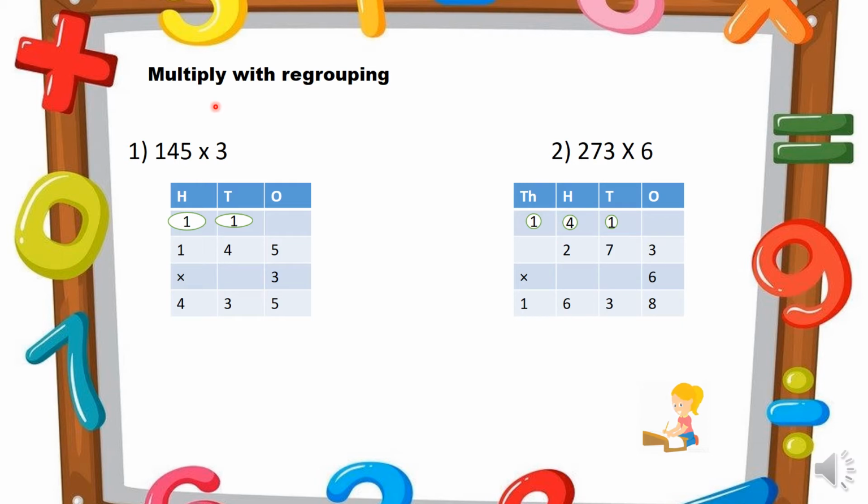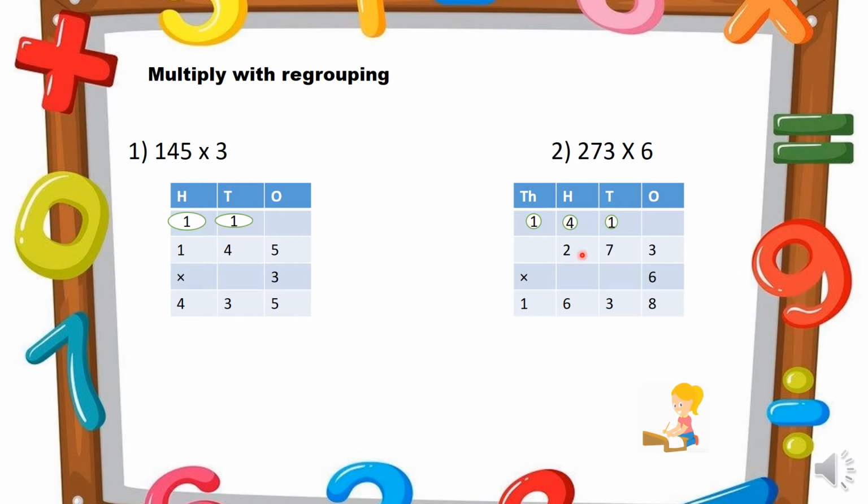Let us have a few more examples. 145 multiplied by 3. What will be the product? Let us see. 3 5s are 15. 5 we have to place at the ones place. Carry will be given at the tens place. So 4 3s are 12. 12 plus 1 is 13. 3 placed at the tens place and 1 will be given as carry to the 100s place. 3 ones are 3 plus carry 1. It will be 4. So we will get the answer 435.